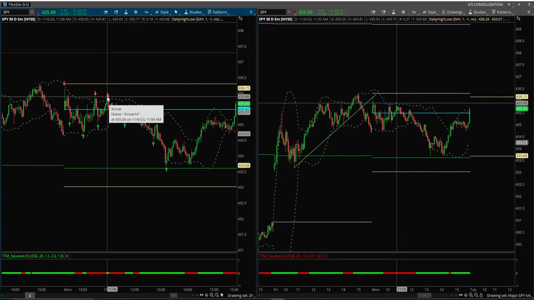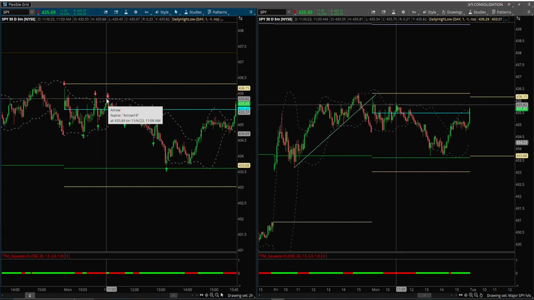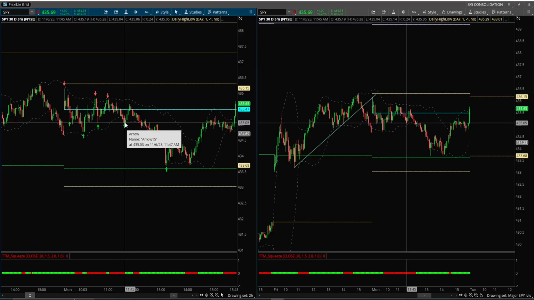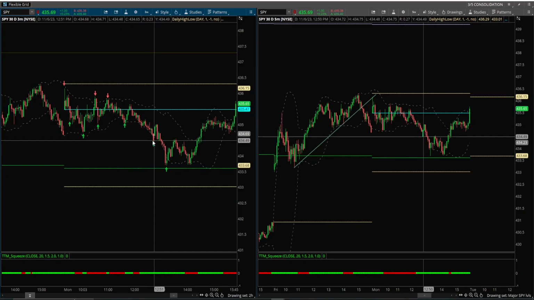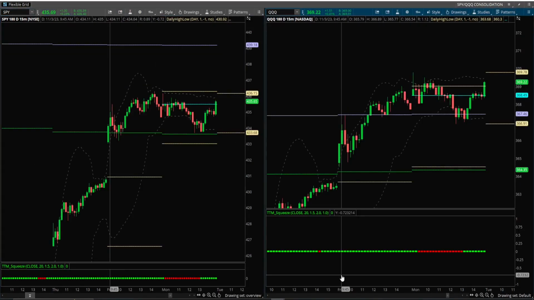As you can see, I have another short entry point here, running into this upper 3-minute extreme. And then coming down and taking profits as we push down into that 3-minute extreme, that lower extreme there, and then another take profit down here. I'm going to show you why that would be the take profit here on our 15-minute chart.